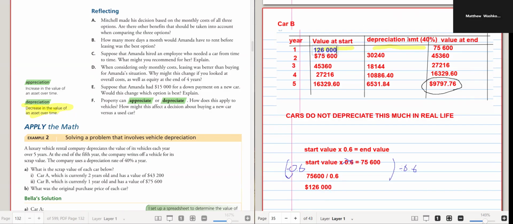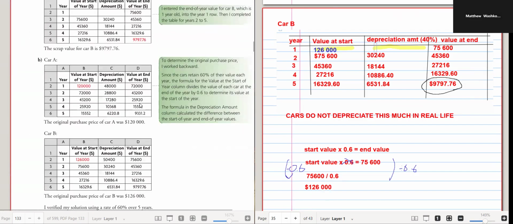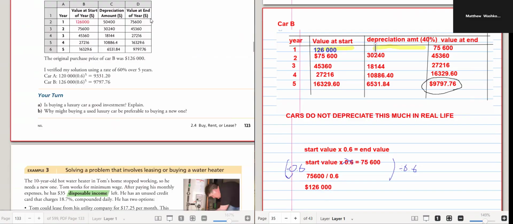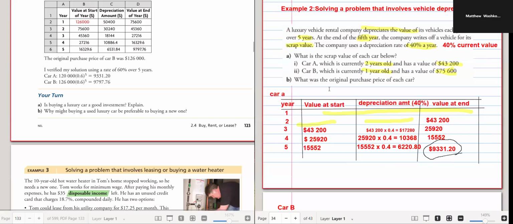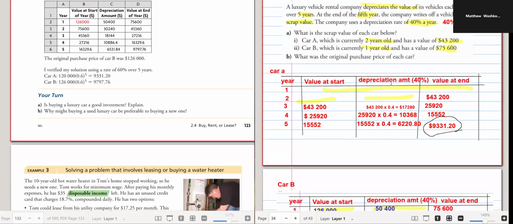And then I can figure out the depreciation amount, right? Take this, subtract this, you get whatever that is. In this case, it would be for car B, $50,400. So 3, 2, 1, I want you to go and do these last 5 values here. So pause the video. 3, 2, 1.